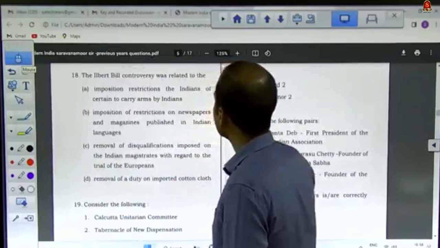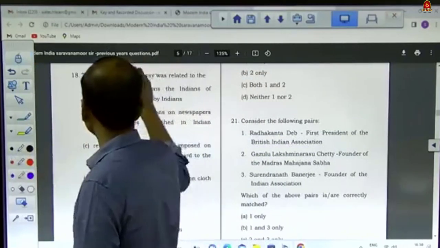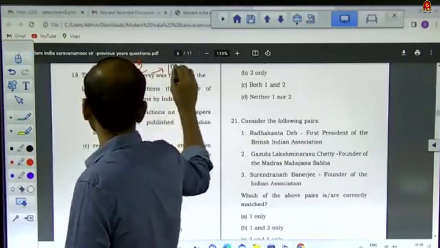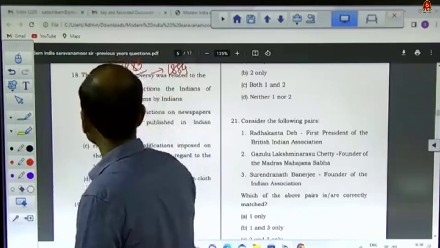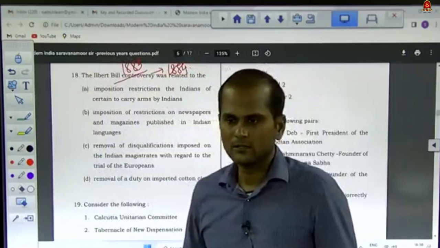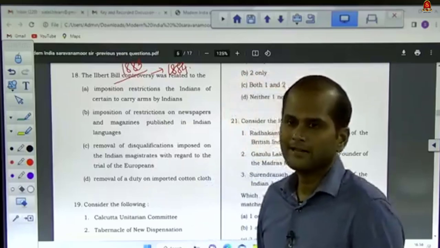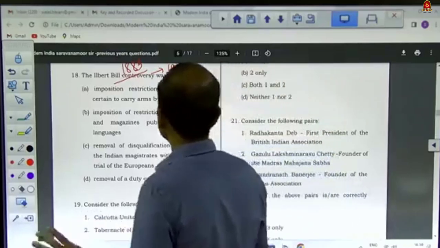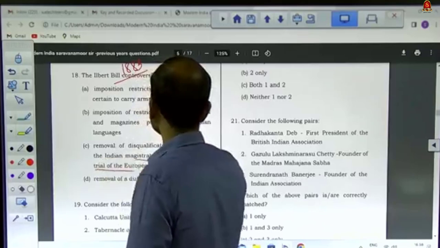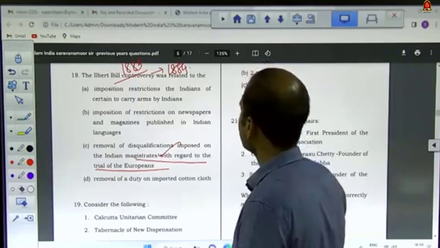18th question. The Ilbert Bill controversy was related to, yes, the Ilbert Bill 1883. What does the Ilbert Bill say? Ilbert Bill 1883, Ilbert Bill controversy 1884. So keep it in mind. In the judiciary, especially at the sessions level, sessions court, not high court, an Indian judge can also conduct the trial of the British. That is, removal of the disqualification imposed on Indian magistrates with regard to the trial of Europeans. This is the right answer. That's called the Ilbert Bill. It's a very famous thing.